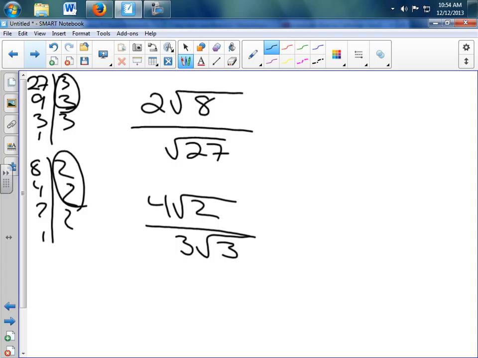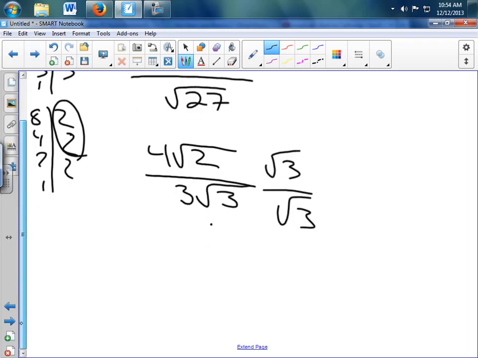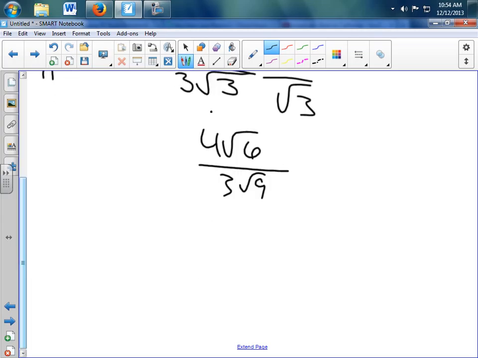So now I would multiply top and bottom by just the square root of 3. Okay. And then you're going to get 4 square root 6. Square root of 3 times the square root of 3, square root 9. And what's the square root of 9? So you get 4. And 3 times 3 is?